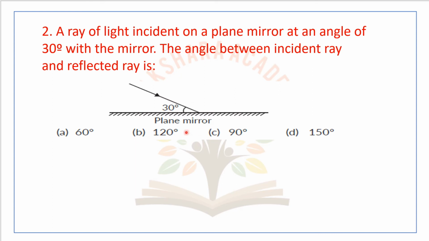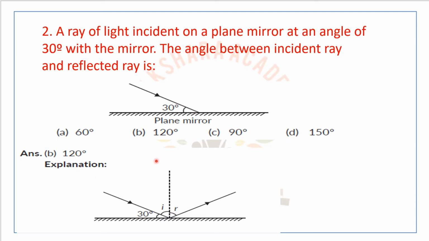See this picture, this is the plane mirror and they given 30 degrees angle with the mirror, and options are 60, 120, 90, 150. We have to calculate the angle between incident ray and reflected ray. Let us go to the solution. The answer is 120 degrees. How it is? Let us discuss.